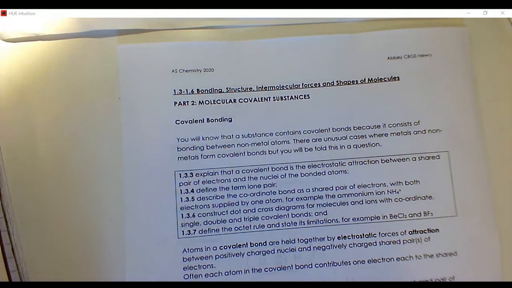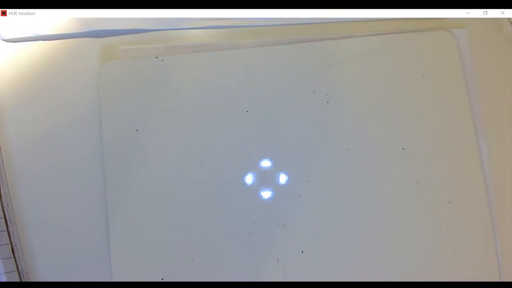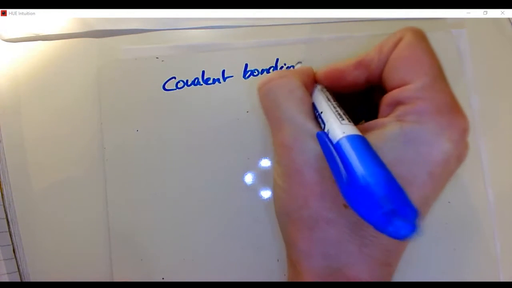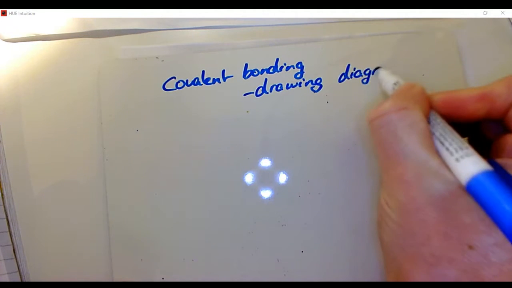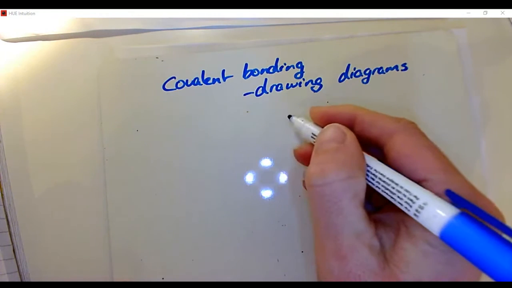Now, just to give you an overview of how we're going to progress with bonding, we're going to start with GCSE covalent bonding and modify it slightly. So the first thing we're going to look at is covalent bonding. We're going to start with drawing diagrams. The old GCSE ones were dot and cross diagrams, and we're going to move to what are commonly known as Lewis structures.